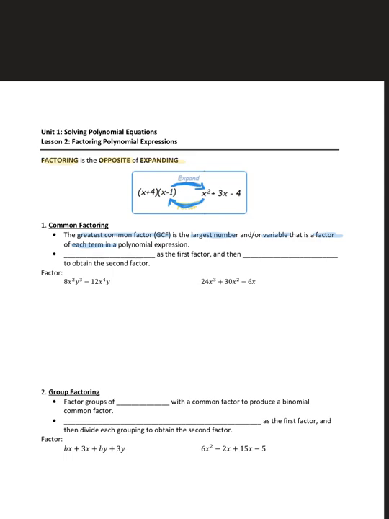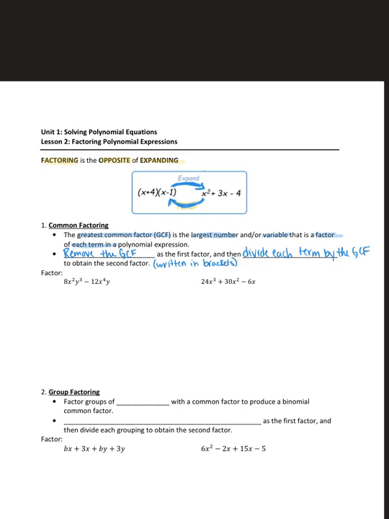So the process for common factoring is that we remove the greatest common factor, or the GCF, as the first factor, and then we divide each term by the GCF, the greatest common factor, to obtain our second factor, and that'll be written in brackets.